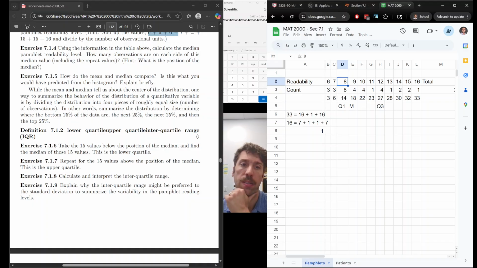Yours might be different. Okay, explain why the interquartile range might be preferred to standard deviation to summarize variability in pamphlet readability levels. Well, look at your histogram. Does your histogram fit a normal distribution, a normal bell-shaped curve? If not, then the median can sometimes be better. All right?